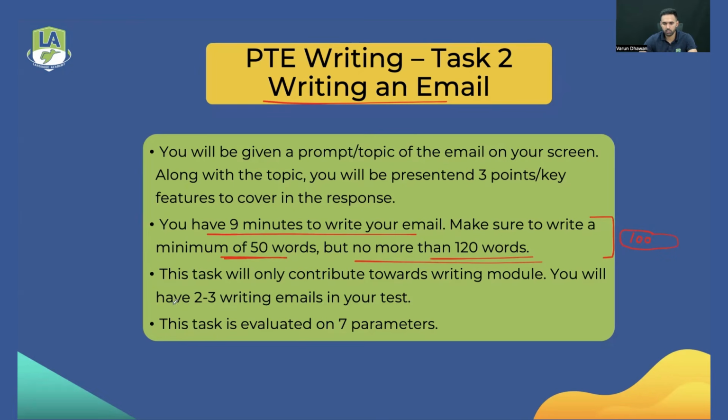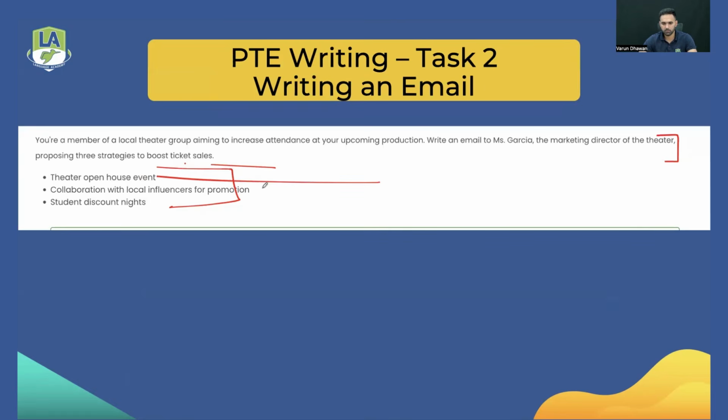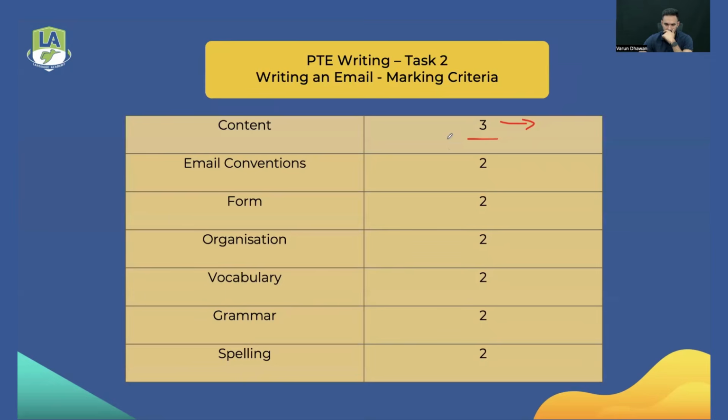You will have 2 or 3 emails in your test. This will only contribute towards the writing module. Yes, this is marked or evaluated on 7 different parameters. 3 points for content means you have to address all the 3 prompts which have been presented over here. If you address or answer all the 3 prompts here, you'll get full points in content.